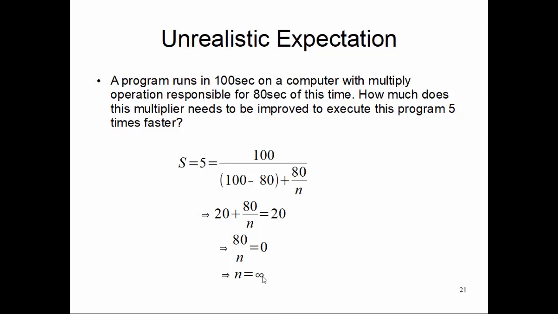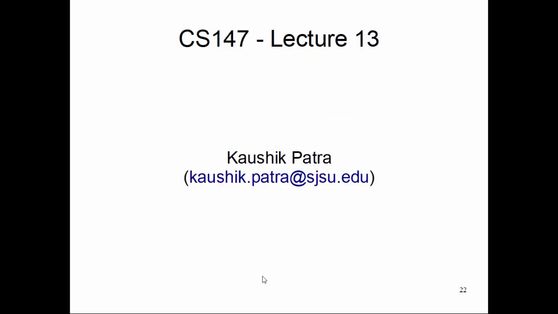Thinking in a backward way, 5 times faster means your program has to run in 20 seconds. Now your multiply was responsible for 80 seconds of the time, which means the rest of the program takes 20 seconds. That means you are trying to do multiply in 0 time. But multiply is a physical operation. You cannot do it in 0 time, so it is not possible.